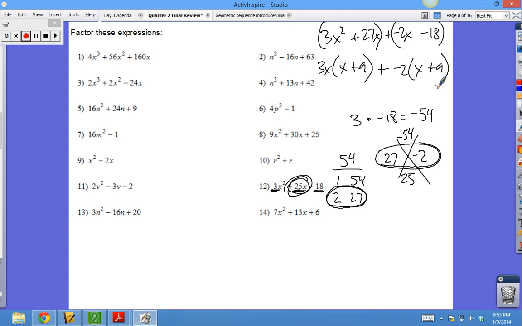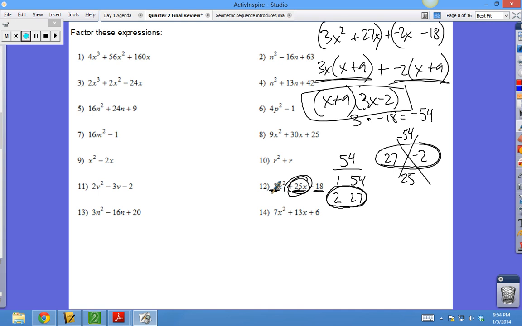Okay, now what does this group have in common with this group? And that is the x plus 9. And in the other group, it's going to be 3x minus 2. And that is your answer. So if a is bigger than 1, and there's no common factor, this is the method that we use.